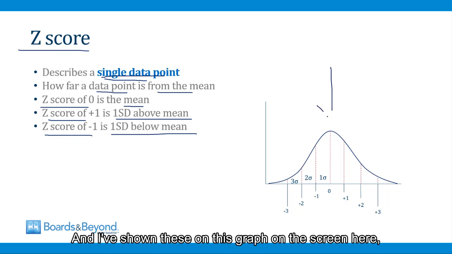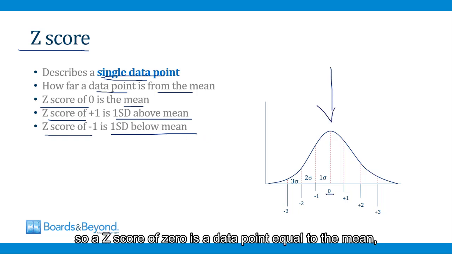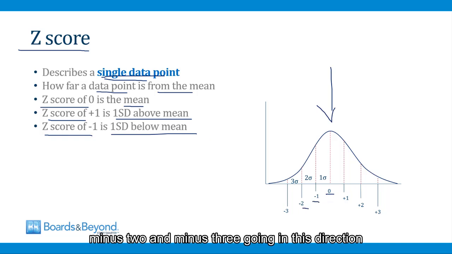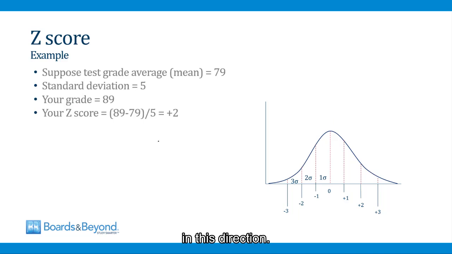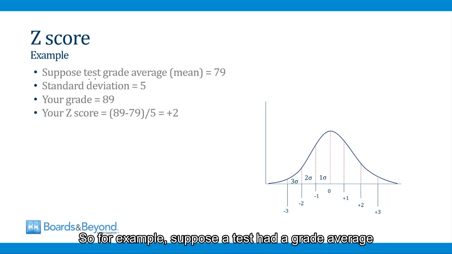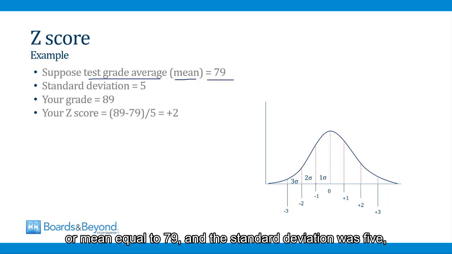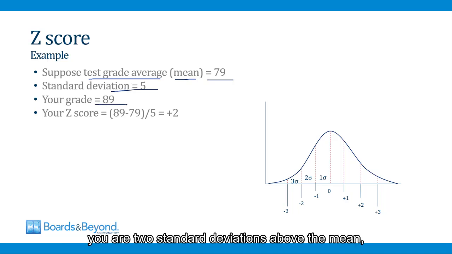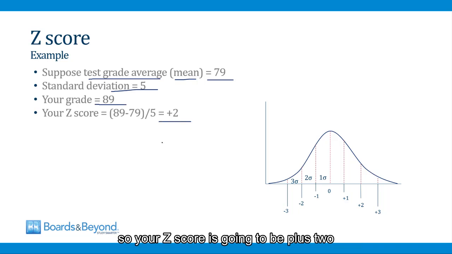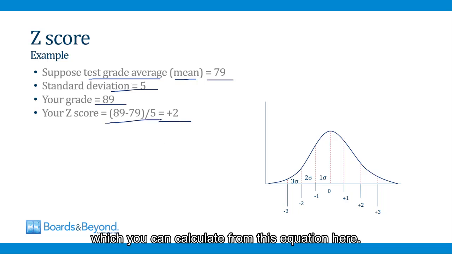And I've shown these on this graph on the screen here. So a z-score of 0 is a data point equal to the mean, and then we have z-scores of -1, -2, and -3 going in this direction, and +1, +2, and +3 going in this direction. So for example, suppose a test had a grade average or mean equal to 79, and the standard deviation was 5. Well, if your score was 89, then you are 2 standard deviations above the mean, so your z-score is going to be +2, which you can calculate from this equation here.